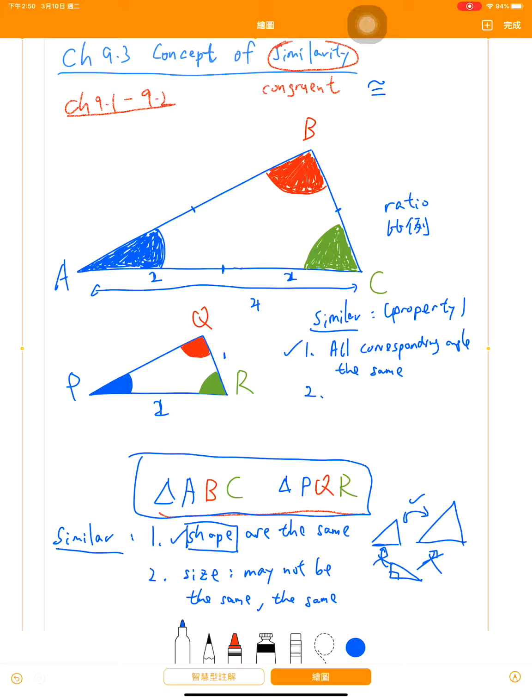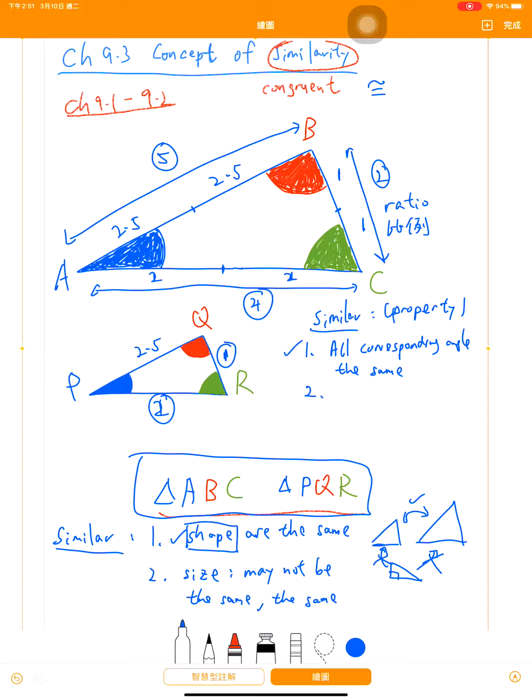That means if this one is 1, and then we know that this one is 1, this one is 1. So the total is 2, right? This one total 1, total 2. PR is 2, then AC will be 4. If PQ is 2.5, we know that we have 2 times 2.5 here. That means this will be 5, right? All of them are in the same ratio. That is the 2 times. So we can say all the corresponding sides have the same ratio.